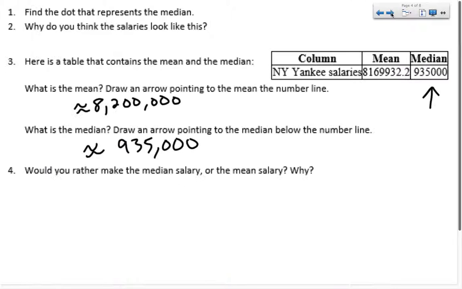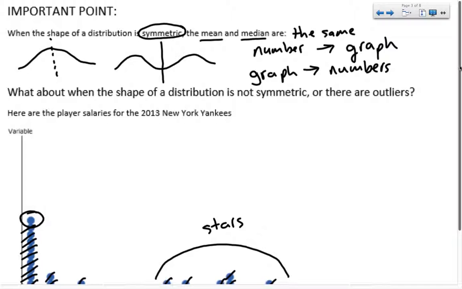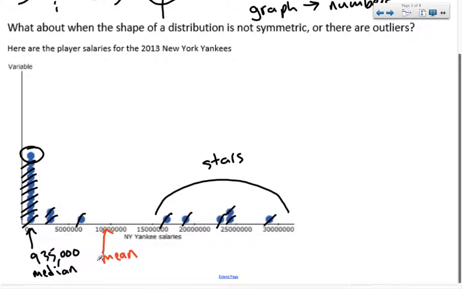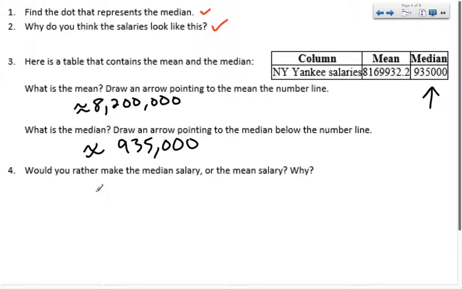So we've actually answered a few of these questions already. So we found the dot that represents the median. We already did that. Why do you think the salaries are so skewed like that? We just talked about it. Because there's a good chunk of players that just make quite a bit of money. If we look at question number 4, would you rather make the median salary or the mean salary? Well, just looking at the numbers, I think we'd all probably shoot for the mean salary. And the main reason why is that it is much larger.